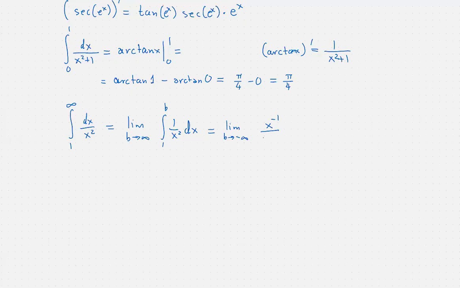So this will be the limit as b tends to positive infinity, sorry about this, of negative b to the negative 1. And then we get minus minus, which gives us plus 1 to the negative 1. And of course, b to the negative 1 tends to 0 as b tends to infinity. And so the final answer here is 1. So our improper integral is equal to 1.